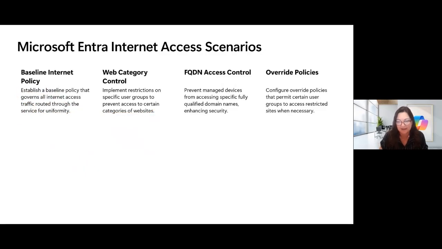So that covers the private access scenarios and deployment process. So just a few minutes to review internet access. Internet access provides that secure web gateway functionality. And here we see on this slide a few scenarios that it enables.